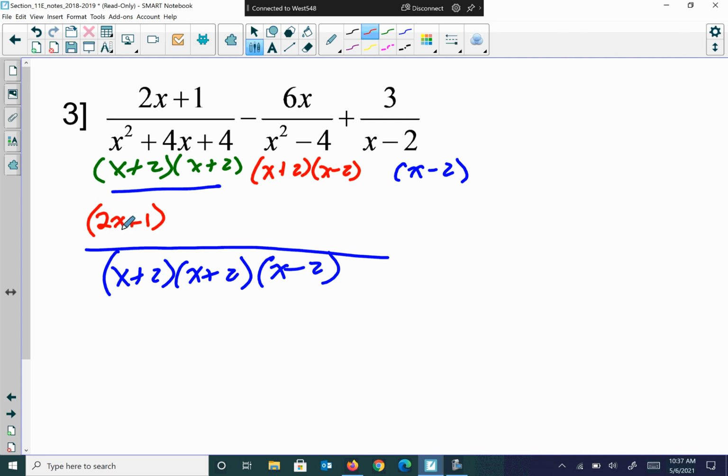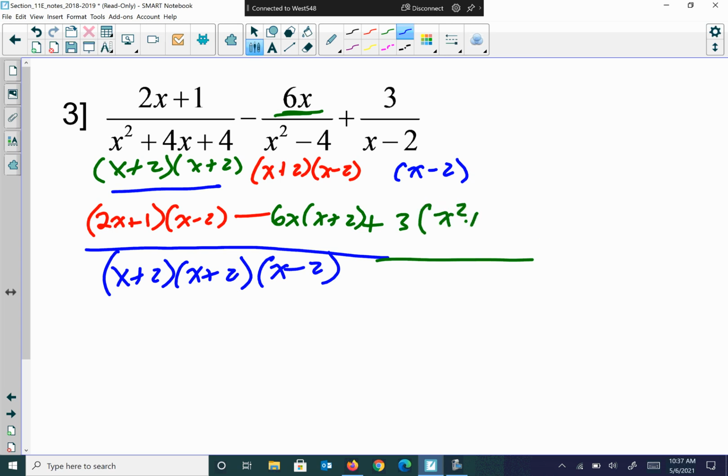What should I multiply 2x plus 1 by to get the same denominator? Yeah, x minus 2, right? Minus, what should I multiply the 6x by? X plus 2, excellent. And then plus 3. What should I multiply the x minus 2 by? X plus 2 quantity squared, which is the same thing as x squared plus 4x plus 4. Is that okay? Agree with the math?